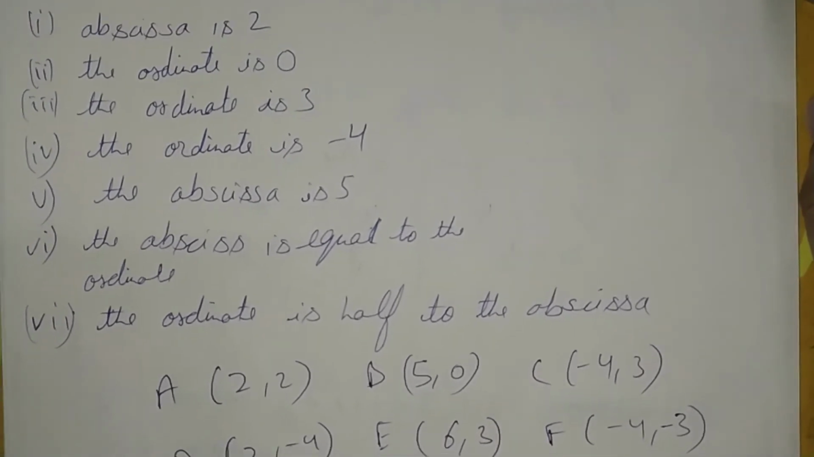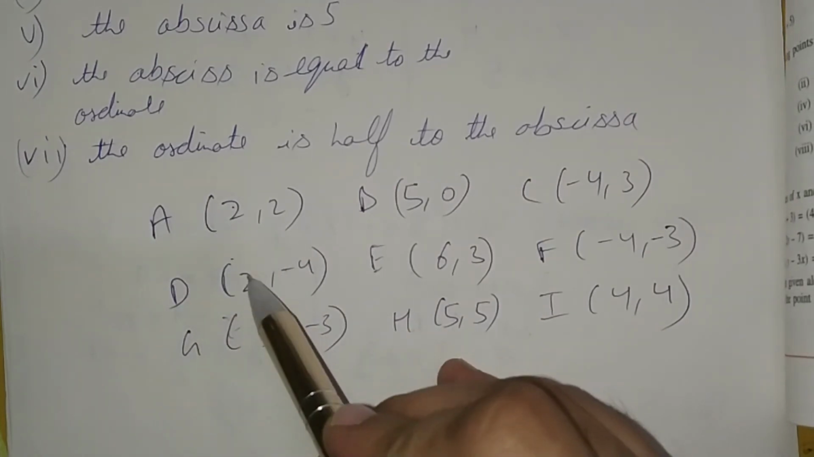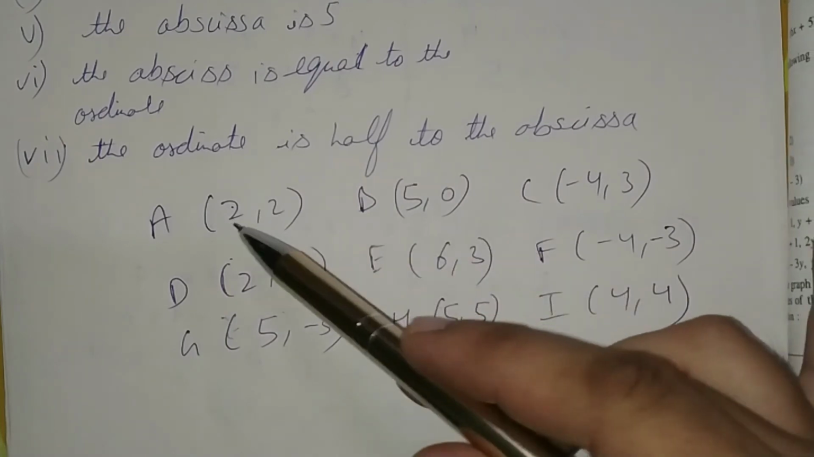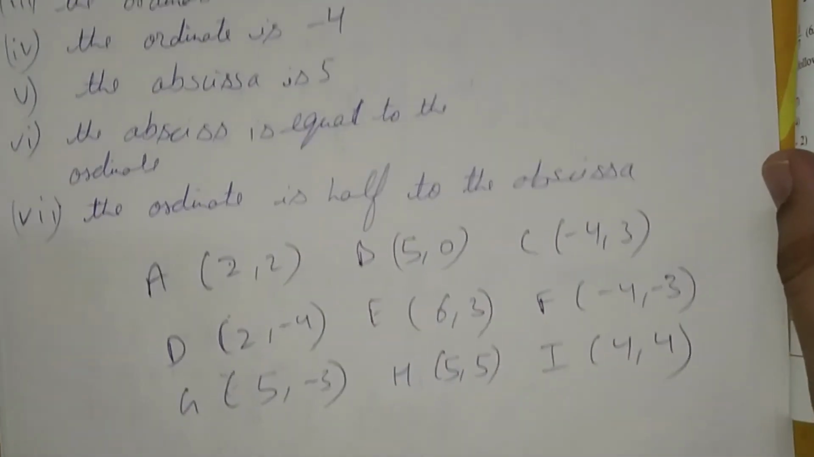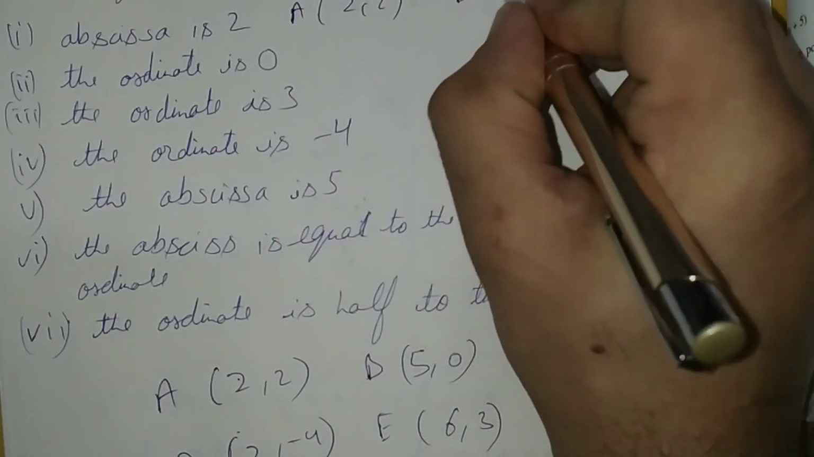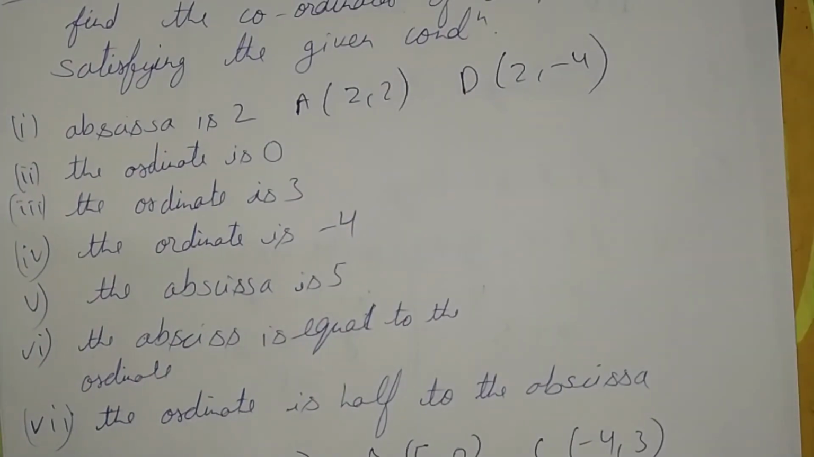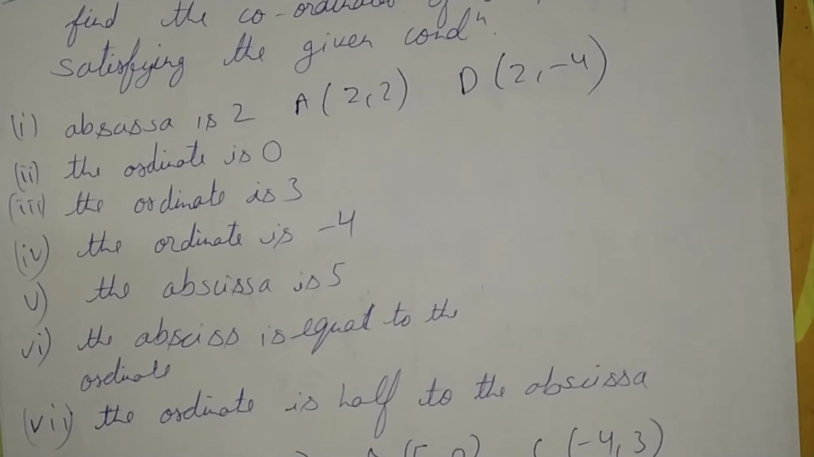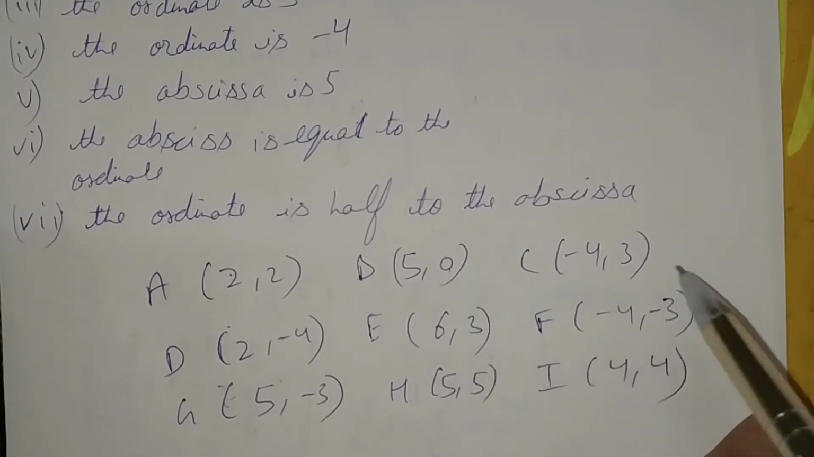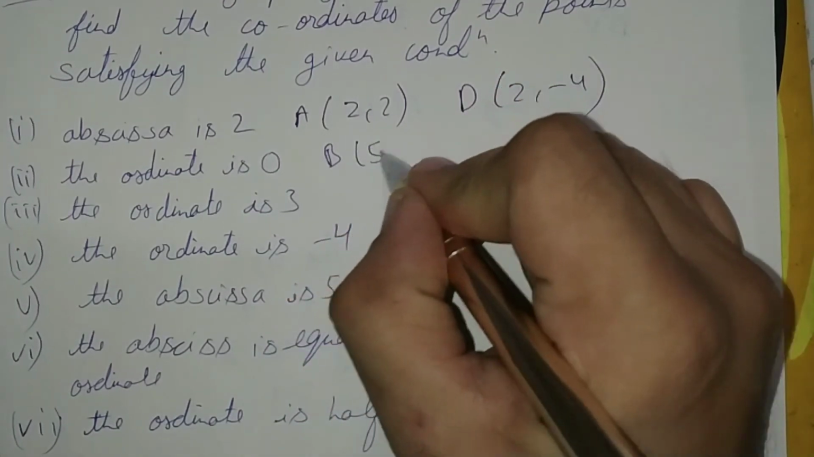First is abscissa is 2. Abscissa means x-axis. So here it is 2, here it is also 2, and nowhere else. So A and D. So when is abscissa 2? The points are A 2 comma 2 and D 2 comma minus 4. In these 2 points, abscissa is 2. Next is ordinate is 0. So ordinate means y-axis. So this is here 0. So next answer is point B, that is 5 comma 0.